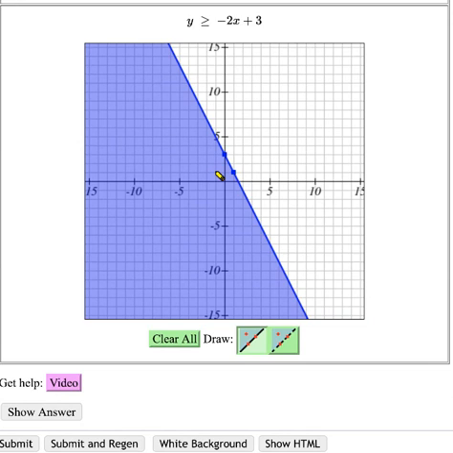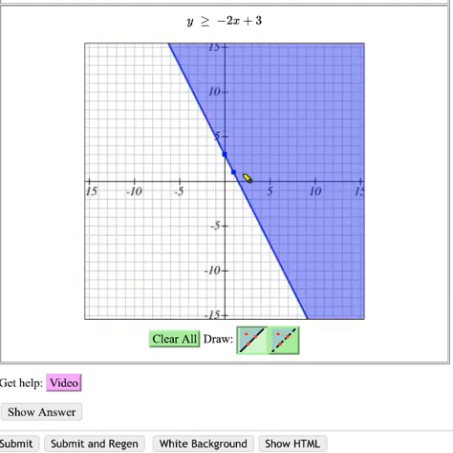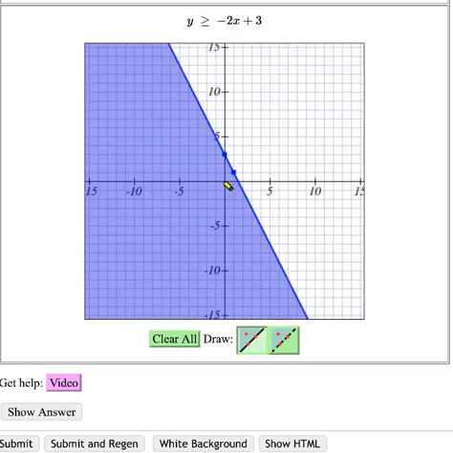So we have to determine where to shade. Don't make any assumptions about the sign of the inequality symbol telling you where to shade, because you have to test a point. Sometimes it works out the way you think it would intuitively, but you have to test a point. So you pick any point that is not on the line. Let's say the origin is a good one because they're both zeros. x is 0 and y is 0.